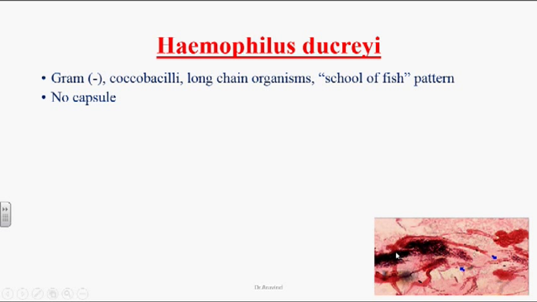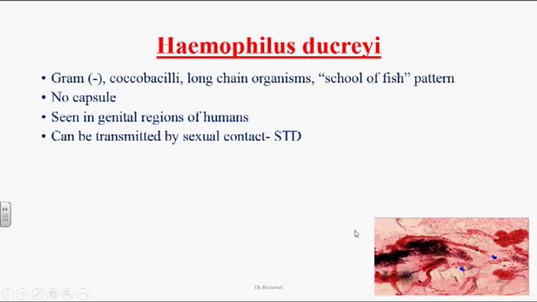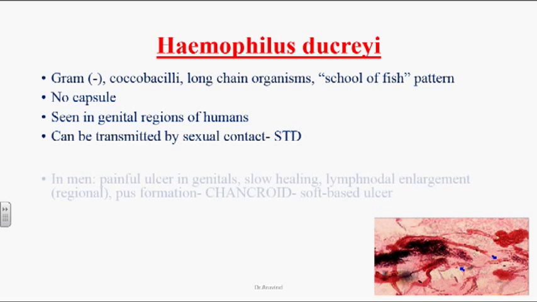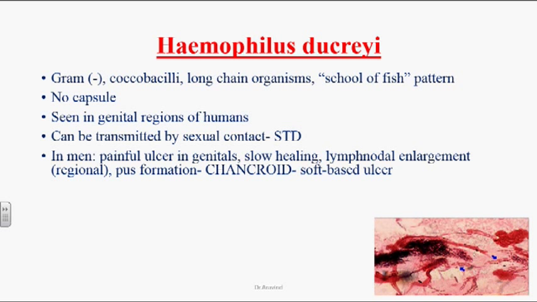They don't have any capsule; it is a non-capsulated organism, seen in the genital regions of humans, and can be transmitted by sexual contact. So this is one of the sexually transmitted organisms in this group. In men we can see pronounced symptoms. In men, this organism causes an ulcer called chancroid, a painful ulcer in the genital areas, very slow healing.